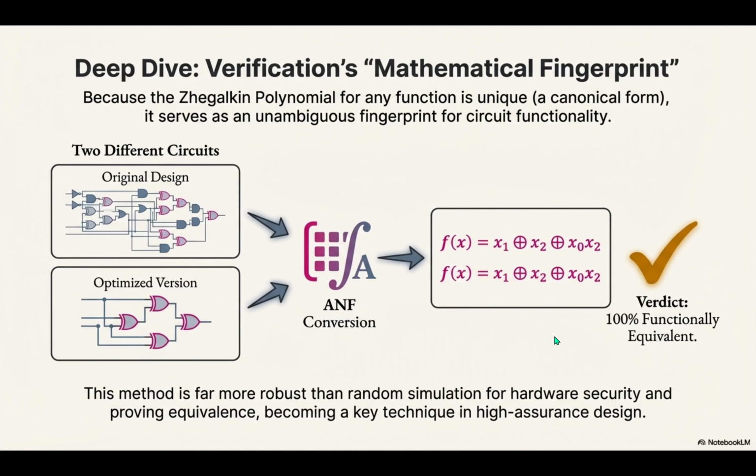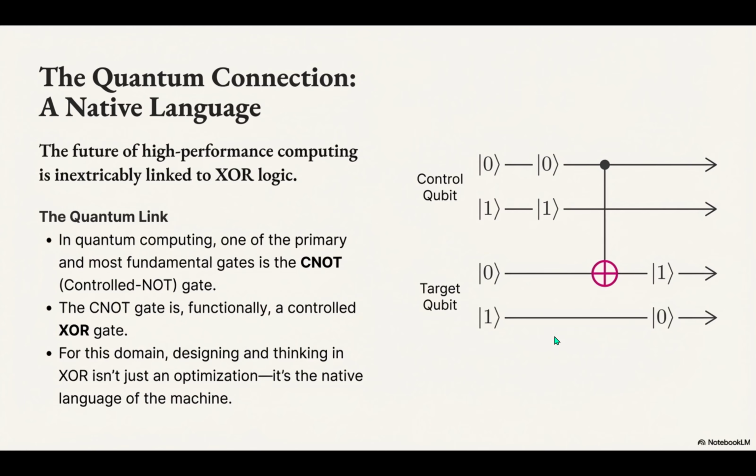And if we connect this to the bigger picture, the shift to XOR logic isn't just optimization, it's preparation for the future. The next generation of high-performance computing, particularly quantum, is fundamentally built on this idea. It is. The primary quantum gate, the CNOT, or controlled NOT gate, is functionally equivalent to a controlled XOR gate. For quantum computing, thinking in terms of XOR is not an optional optimization. It's the native mathematical language of the machine itself. So you can't build scalable quantum circuits without embracing this algebra.